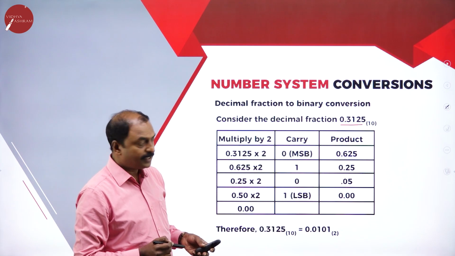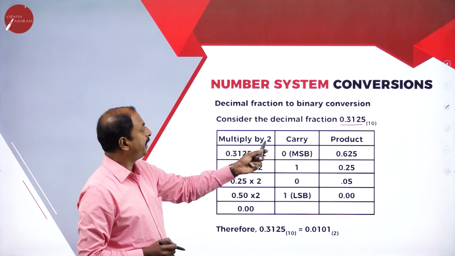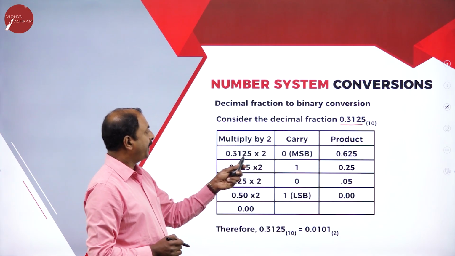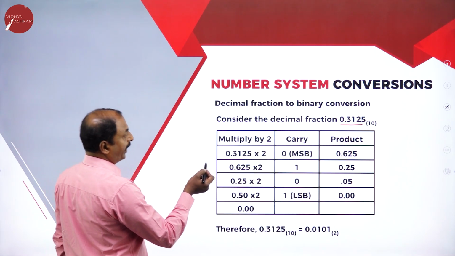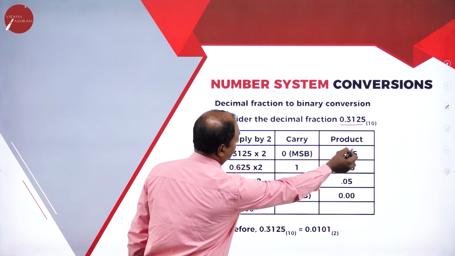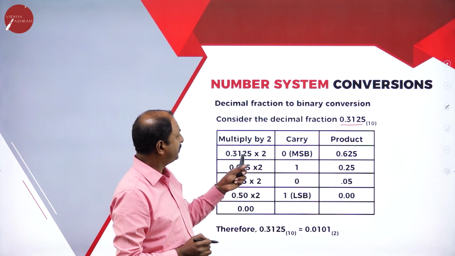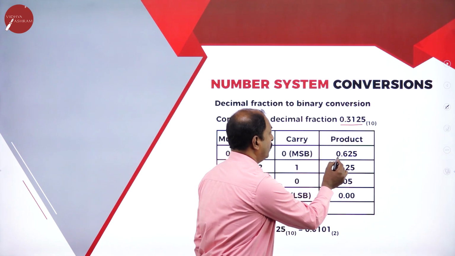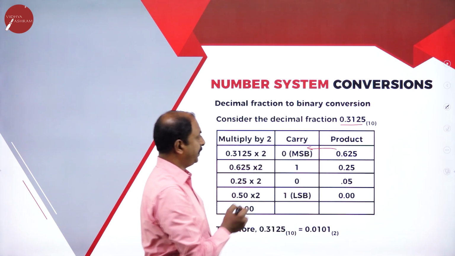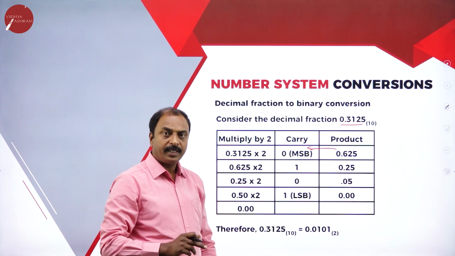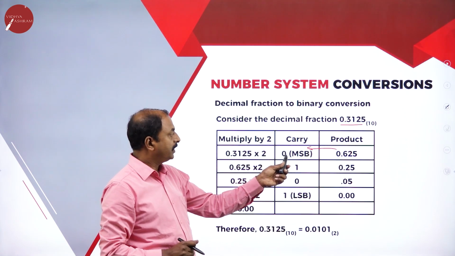The procedure is, this number 0.3125, you have to multiply this by 2. When you multiply 0.3125 into 2, the value you will get is 0.625. If you observe 0.625 here, this 0, what we get before the decimal point, we have to store it as a carry here, as the MSB, 0.